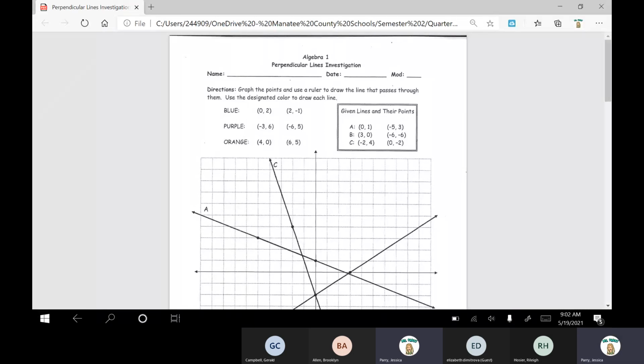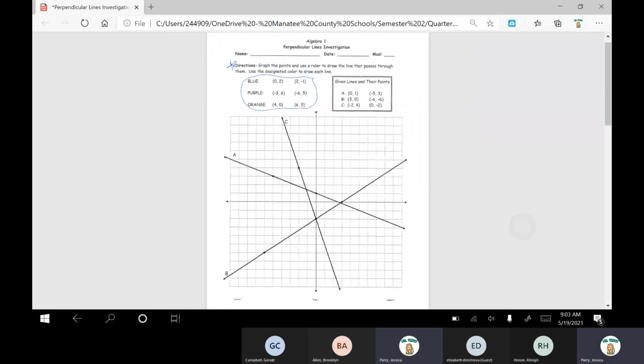So first thing you want to do is plot all of your points. And just like yesterday, I know it says here for our directions, graph the points and use a ruler to draw the line that passes through them. Use the designated colors to draw each line.